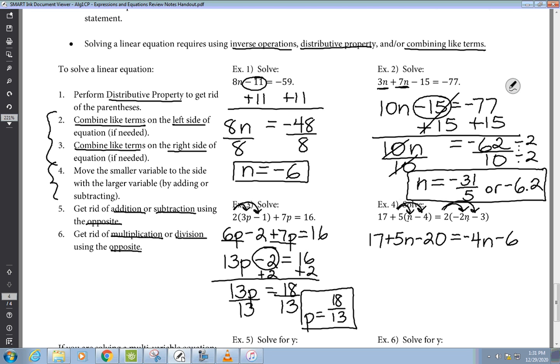So now the distributive property is taken care of. Now we combine like terms on each side. On the left-hand side, 17 and negative 20 combine together to give you negative 3. The right-hand side, you can't put the 2 terms together, so for right now, you just bring them down.